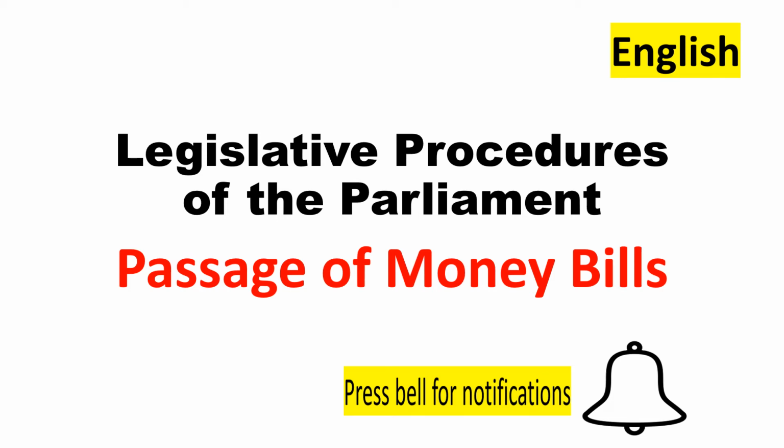Hello friends, welcome to UPSC Logics. In the last video we saw the passage of ordinary bills in the parliament. We know that ordinary bills need at least 5 stages before they are passed through the parliament and become an act. Today we are going to look at money bills, and see what the procedure in the parliament is for the passage of money bills and how they are different from ordinary bills. So without wasting any time, let's begin.